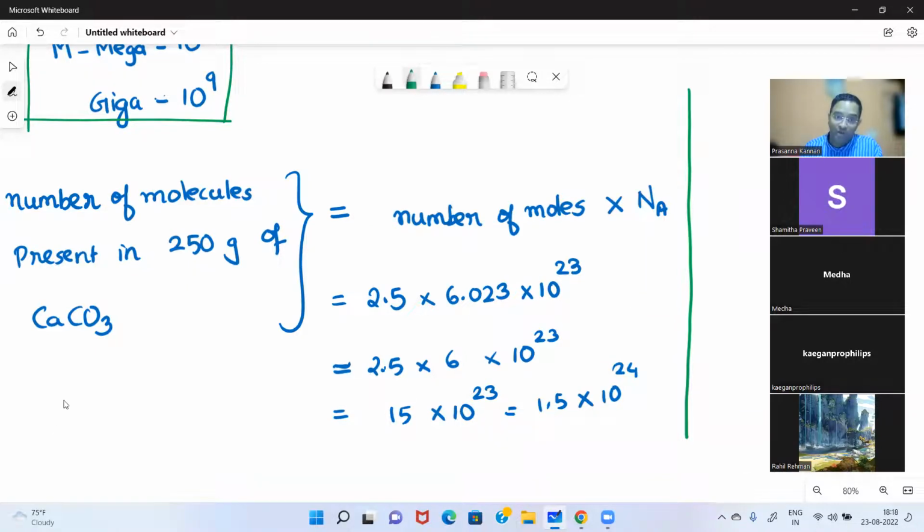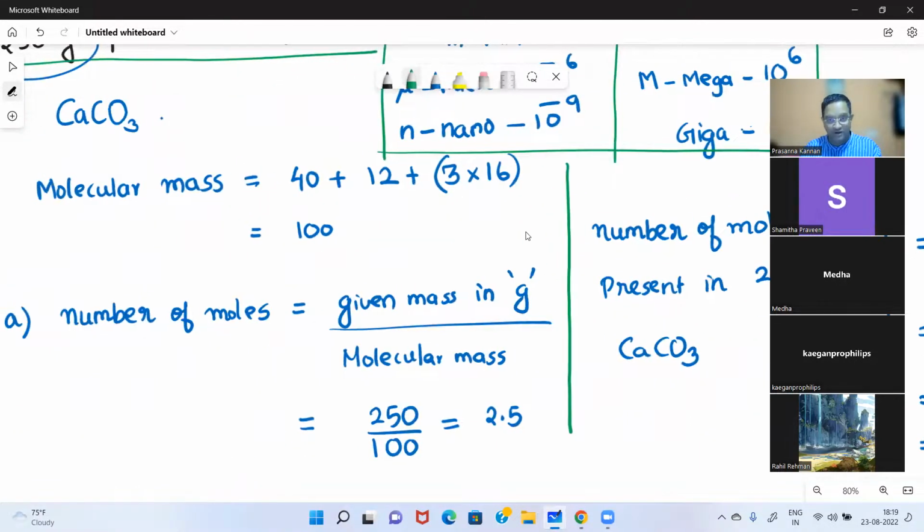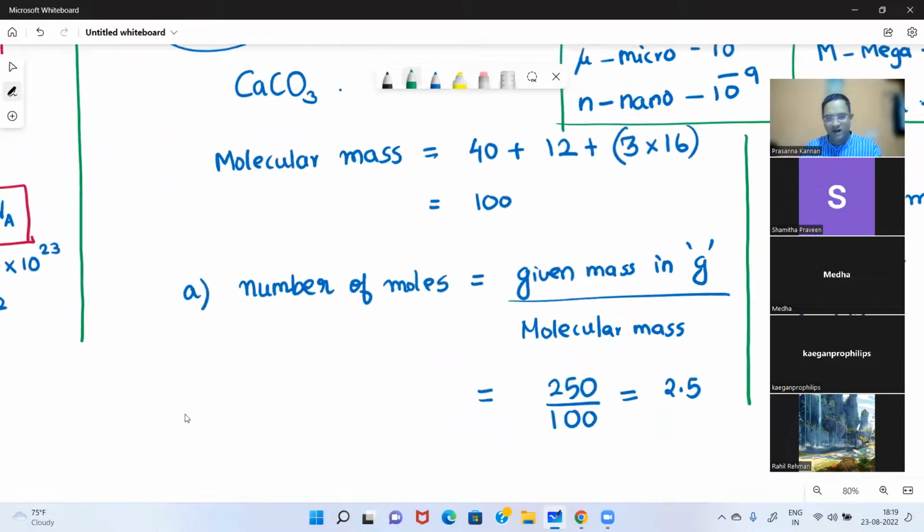But what about oxygen? Divide by 3, sir. No. One molecule contains 3 atoms of oxygen, right? So 1.5 into 10 power 24 molecules will contain 1.5 into 10 to the power 24 into 3, so it will be 4.5 into 10 power 24. Then I can go into how many electrons are there, how many protons are there. All these questions can be asked. But right now, I just wanted to limit my discussion to the basics, so that you are clear with this aspect. I hope it's clear to you.